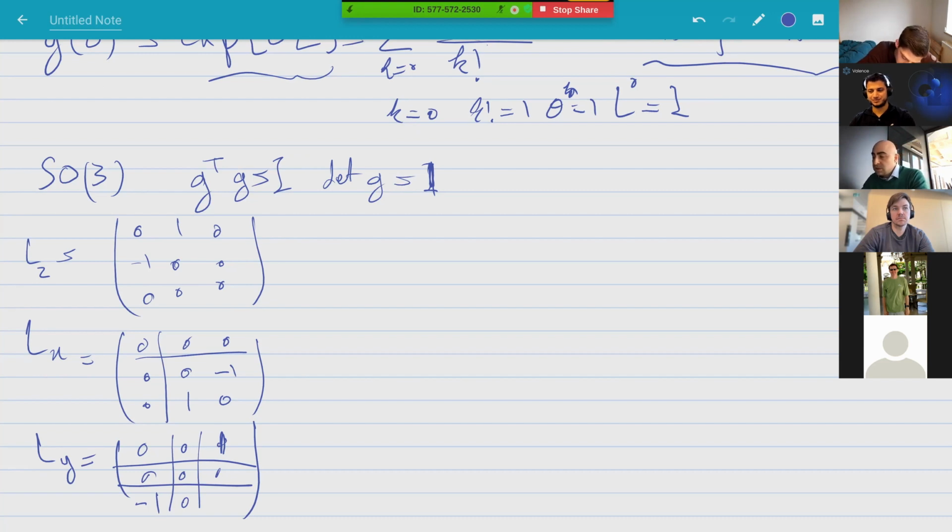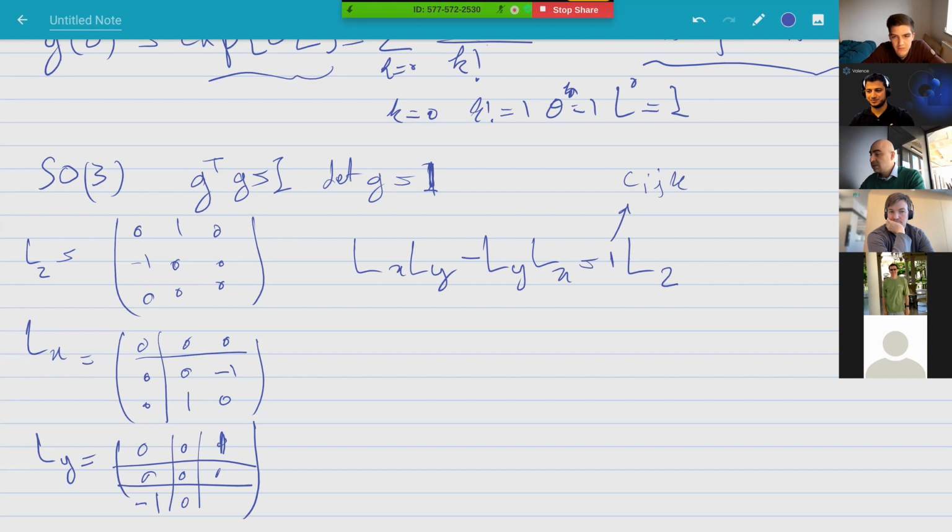And what you can do is compute Lx times Ly, minus Ly times Lx, and you should find that it becomes equal to Lz. So this coefficient 1 here is the Cijk. Technically, C of x, y, z is 1, if I'm labeling them by x, y, and z. And this right here is the commutator between Lx and Ly. So this is a simple practice that you can do for yourself to familiarize yourself with the algebra.